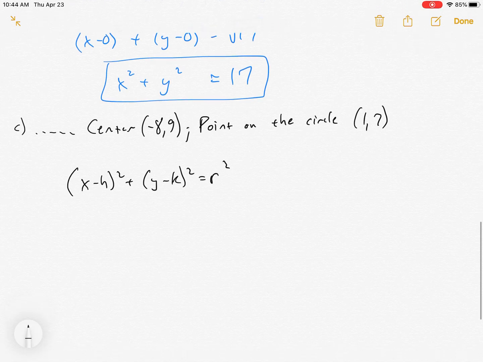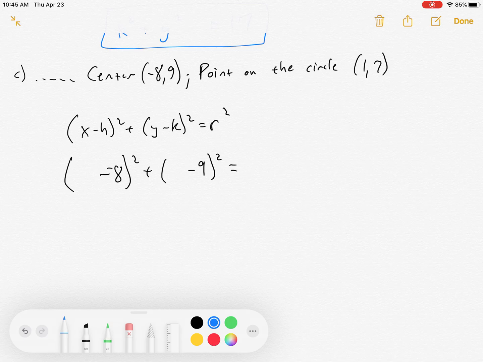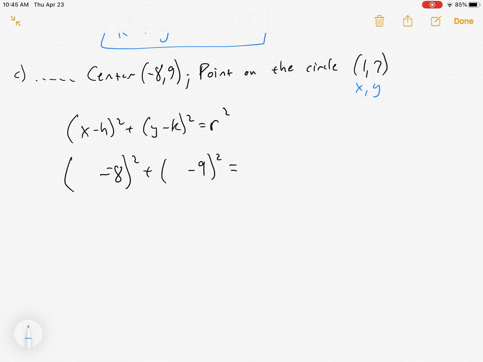So if we think of our circle equation, let's just write it out and see where everything might fit. We weren't given anything about the radius. The center is at -8, 9, so those will go there. And this point on the circle is really a particular x, y, so I could put 1 there and 7 there. And look, everything there is known. The only thing I don't know is r squared.